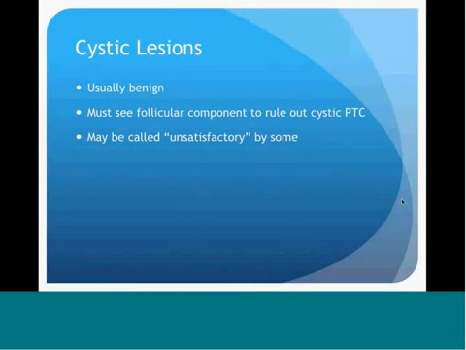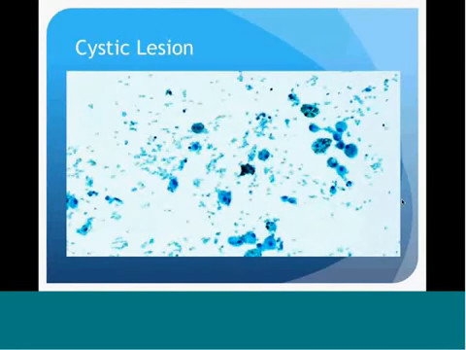So cystic lesions are usually benign. We commonly see cystic lesions. They appear anechoic or usually anechoic on ultrasound. You have to see the follicular cell component to rule out a cystic PTC. And like I mentioned before, some cytopathologists do call these unsatisfactory. And this is what a cystic lesion looks like on FNA on the slide.